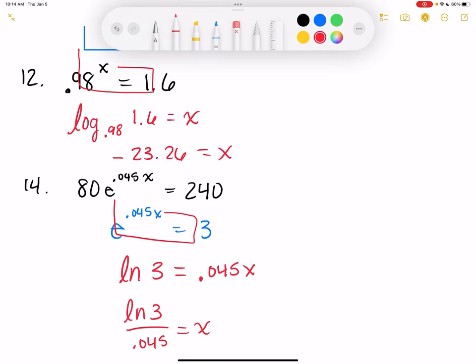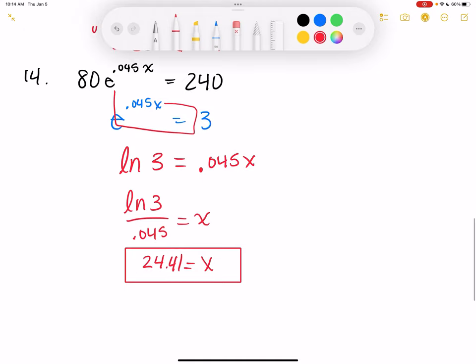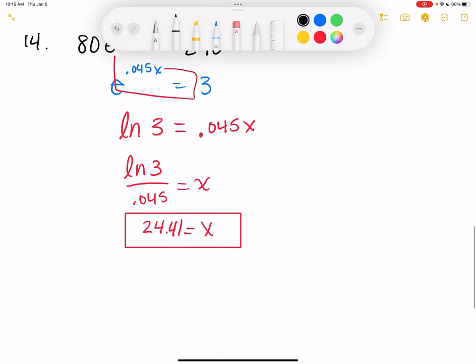Let me just put that in. Yep. I got an answer. The answer is wrong. What'd you get? 24.41. Lovely. It's not too hard. It's good stuff. Well, I have 14.